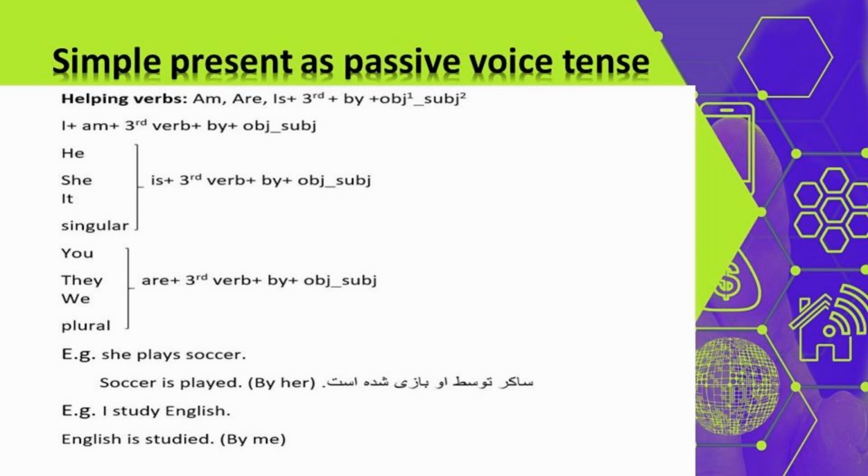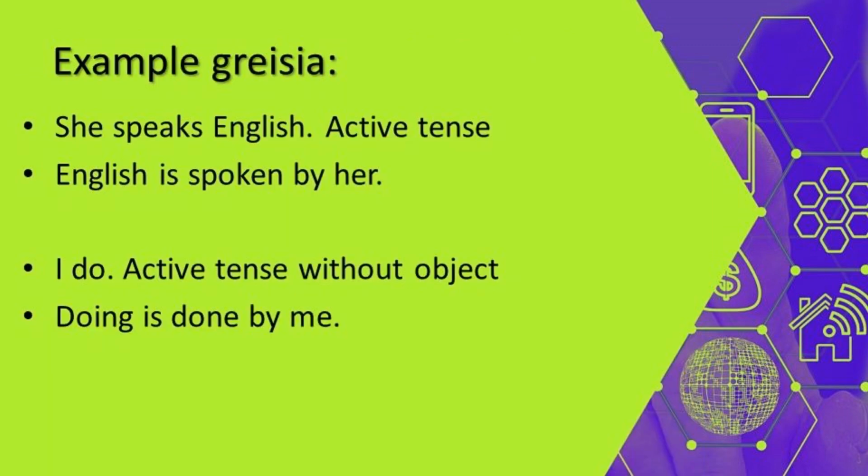And another example that we have, I study English. English should be brought to the subjective form, like English is studied by me. And another example, she speaks English. Whenever we change it, English is spoken by her.